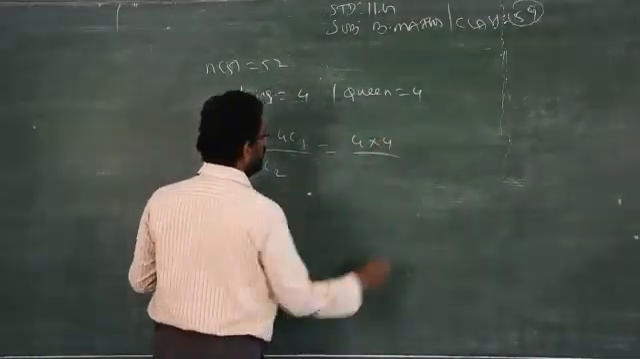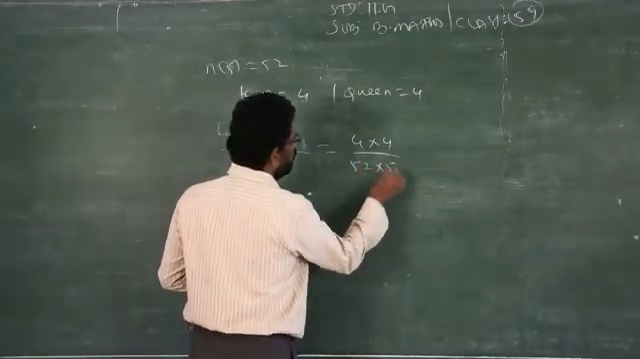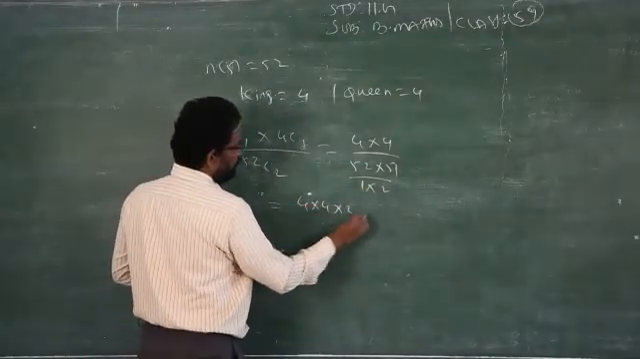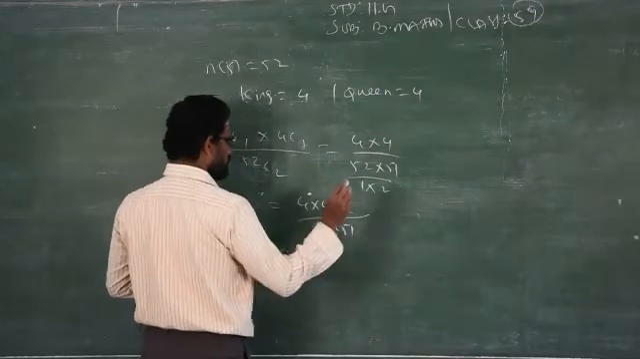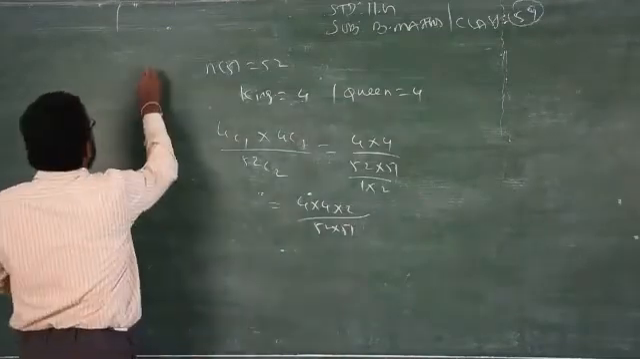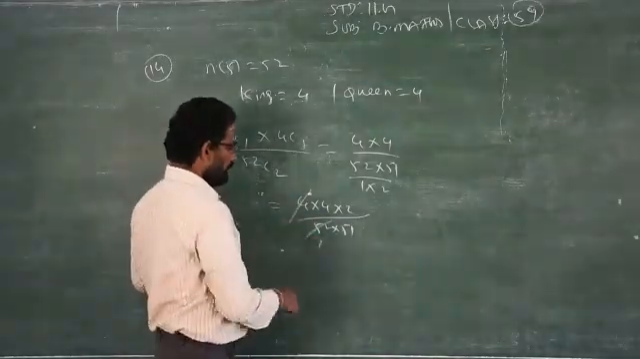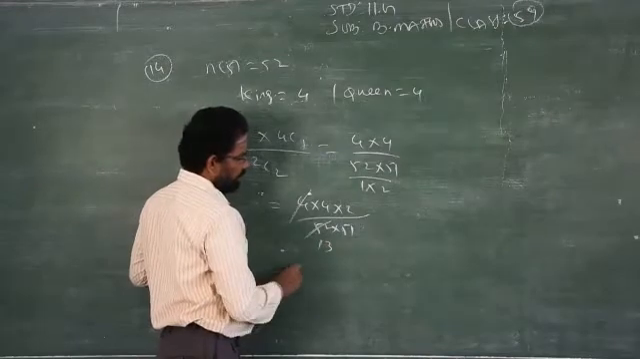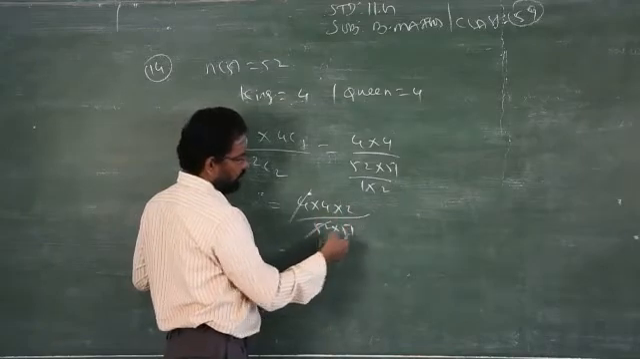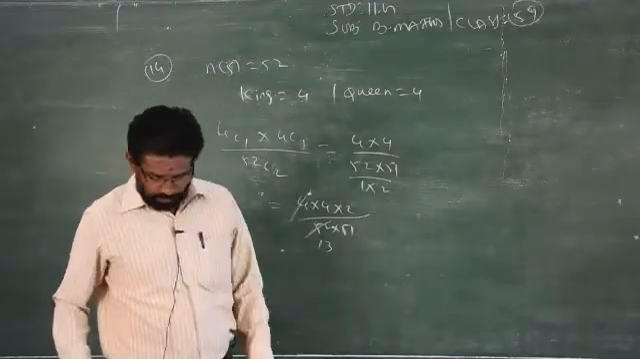So 4 into 4; you know how to write 4C1, which is nothing but 4. For 52C2, you write 52 into 51 by 1 into 2. Take the reciprocal, that is 4 into 4 into 2 by 52 into 51. Just simplify and you will get the answer. This is the answer for question number 14. Just use a calculator and simplify, or you can do it manually. Clear? You just have to multiply these two and simplify, and you will get the answer.